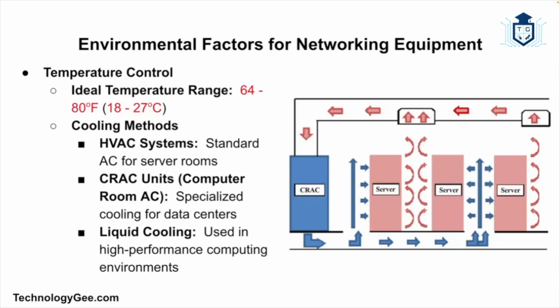Next, there's temperature control. Maintaining optimal temperatures prevents equipment failure and ensures network stability. The ideal range is 64 to 80 degrees Fahrenheit, or 18 to 27 degrees Celsius. You have some cooling methods like HVAC systems, which are your standard air conditioning units for server rooms. You also have what is called a CRAC unit, or computer room air conditioning, which is specialized cooling for data centers. And then you also have liquid cooling, which is used in high performance computing environments.